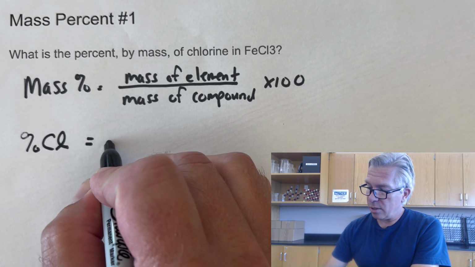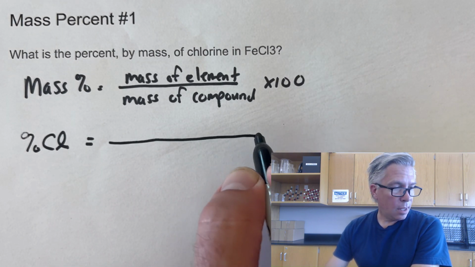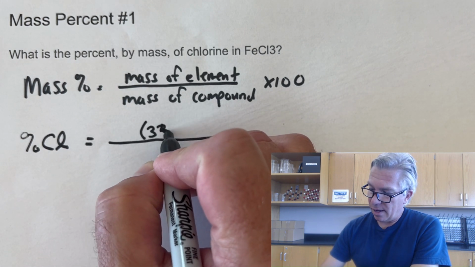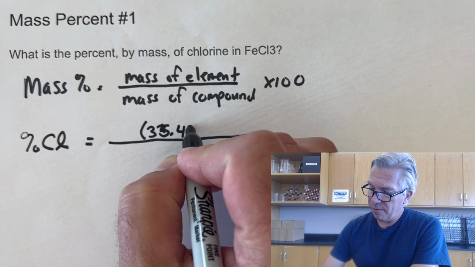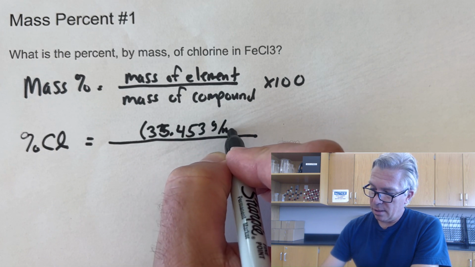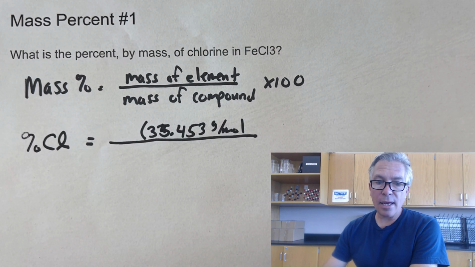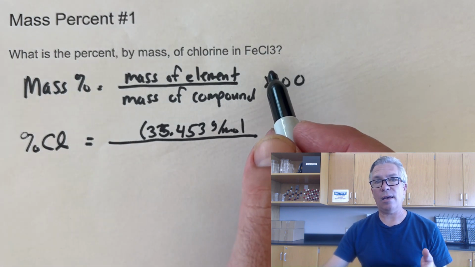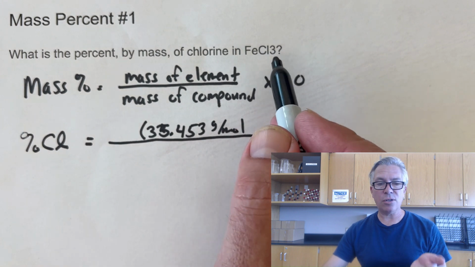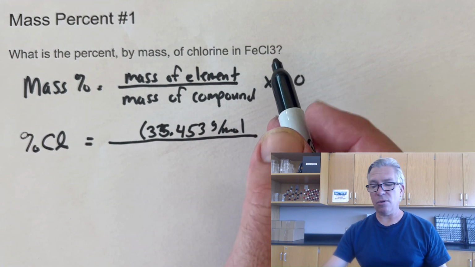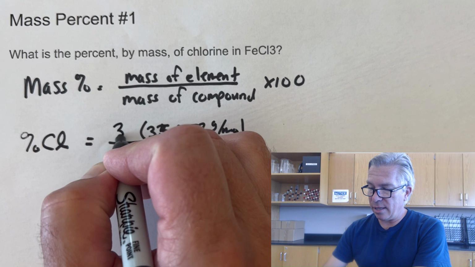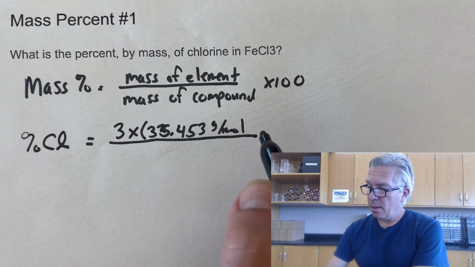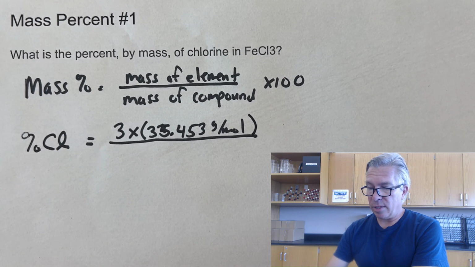And so I want to go to the periodic table and find the molar mass of chlorine, which is 35.453 grams per mole. And I would look at the formula. At this point, look at the formula and find out how many of those elements you have in the formula. Here I have 3 chlorines, and so I actually have to account for all 3 chlorines. I have to take this number and multiply it by 3 because there are 3 of them. And that'll give me the mass of the 3 chlorines.